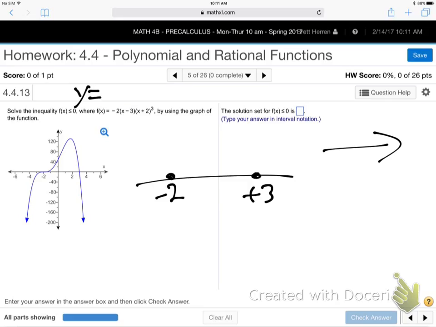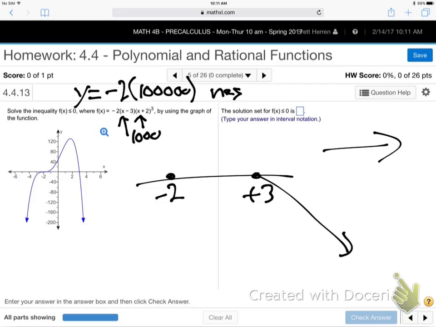It's negative, right? If you plug in 1,000,000 into that thing, it's going to be -2 times a million, whatever. It's going down, right? If you plug in some really big number like 1,000 for x, those are just huge, times -2 is negative. So my point is it's going like this. It's end behavior.